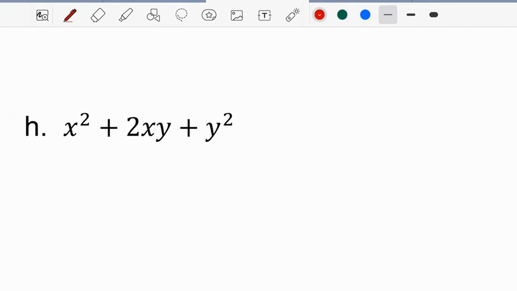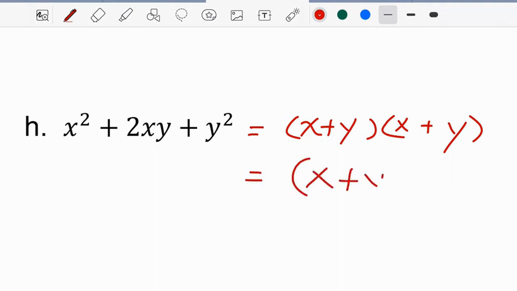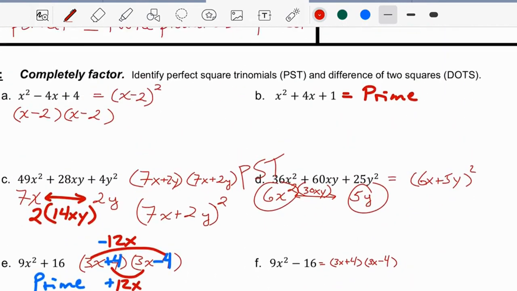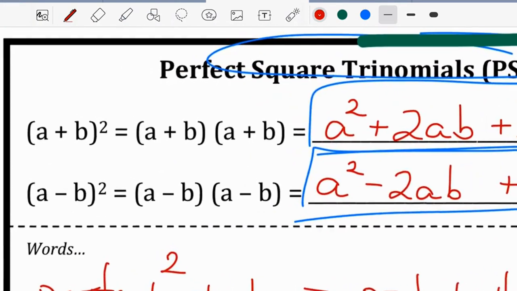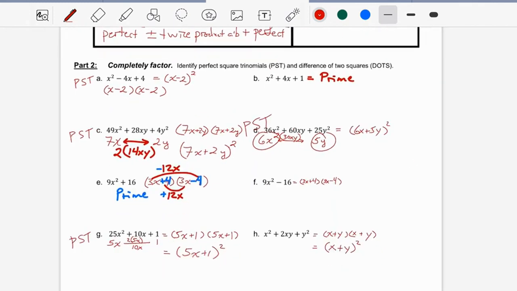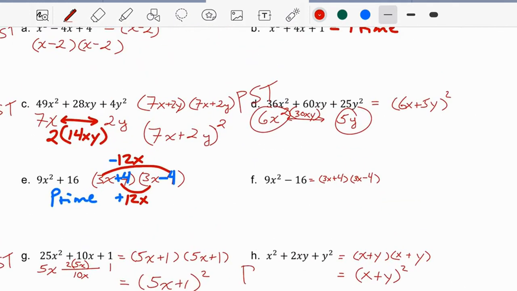X squared plus 2xy plus y squared. Did you realize that this is the formula for a perfect square trinomial? What that means is that this is going to just factor to be an x plus y, and, well, that means x plus y squared. Letter H is the same as our a plus b formula. Whether it's x's and y's or a's and b's, again, that's a perfect square trinomial.